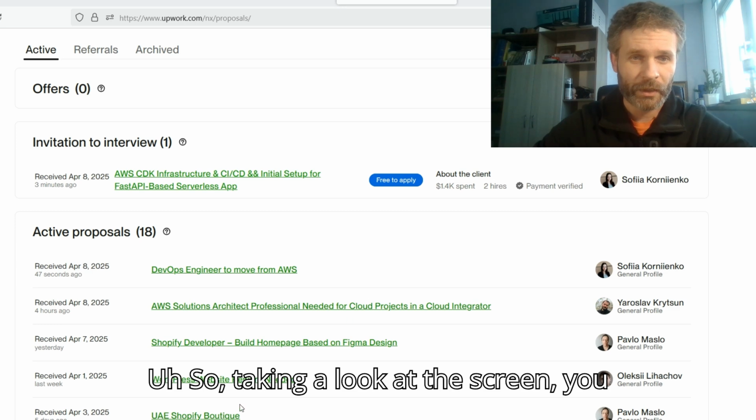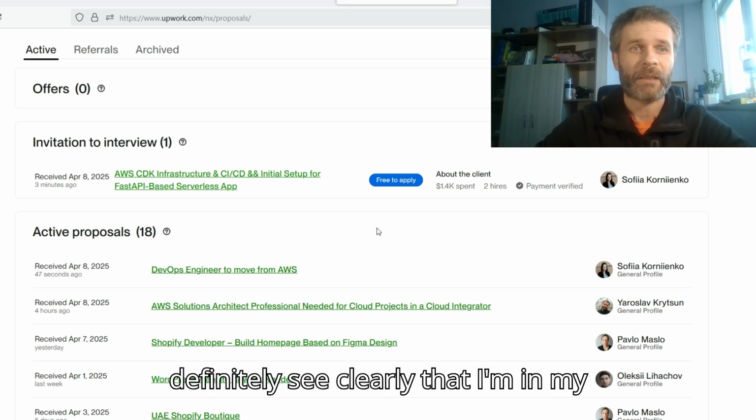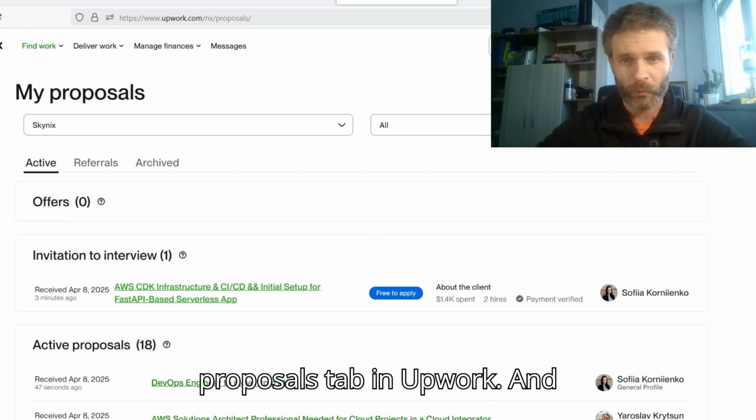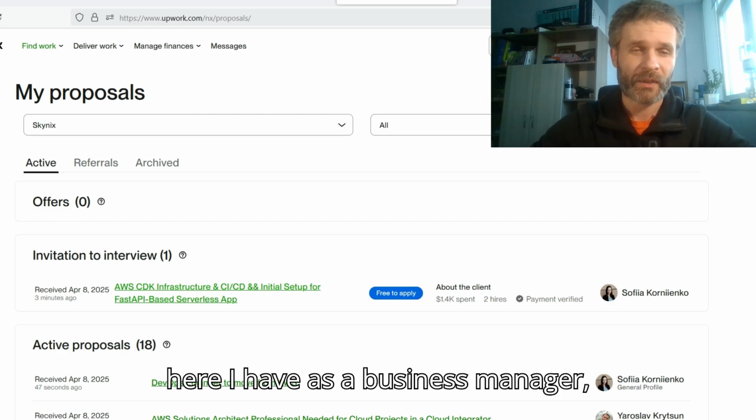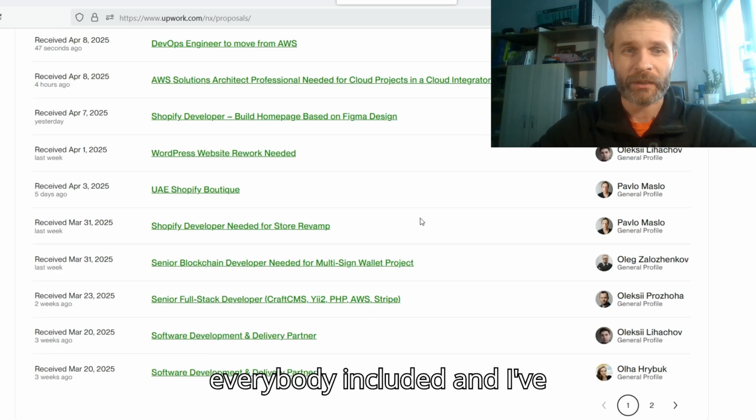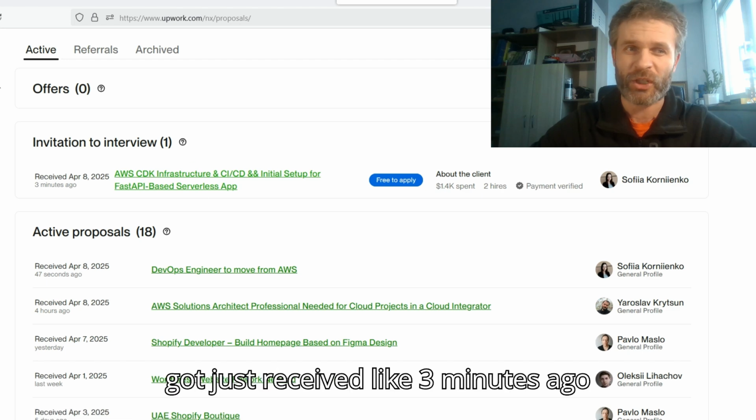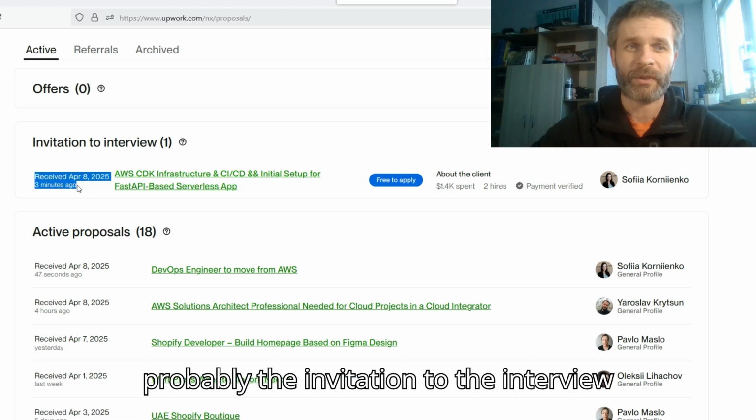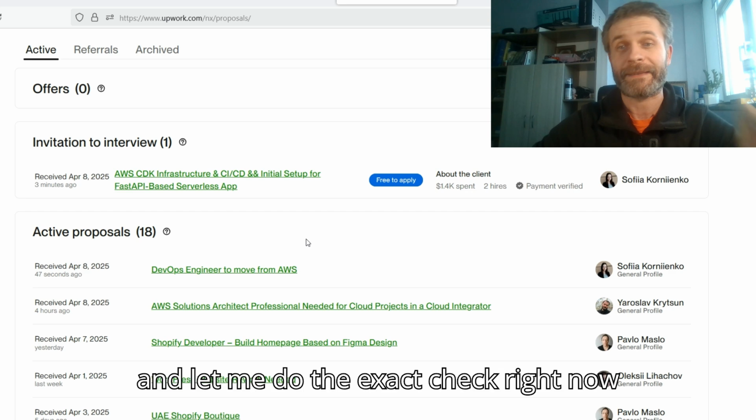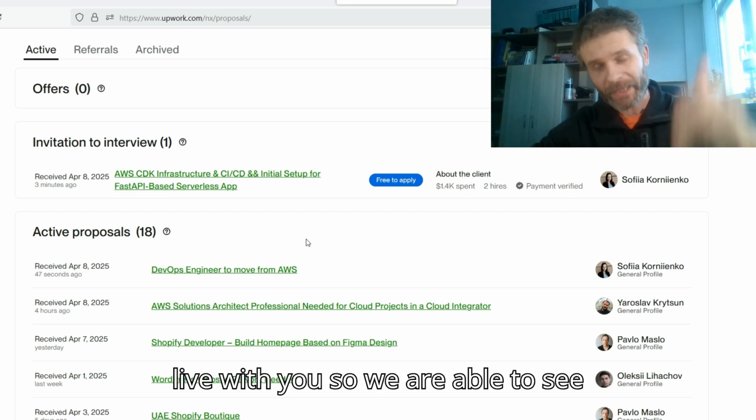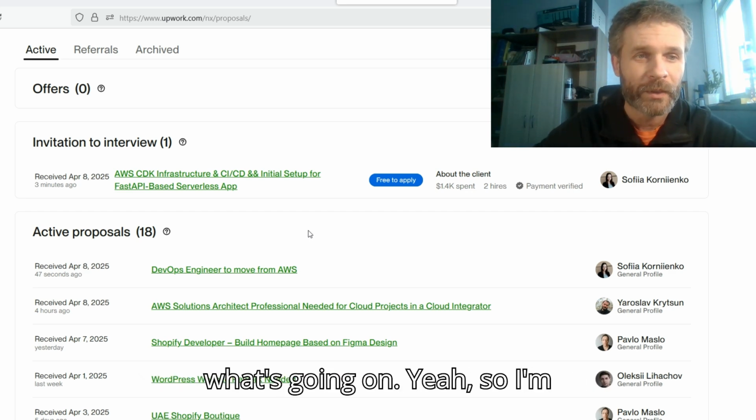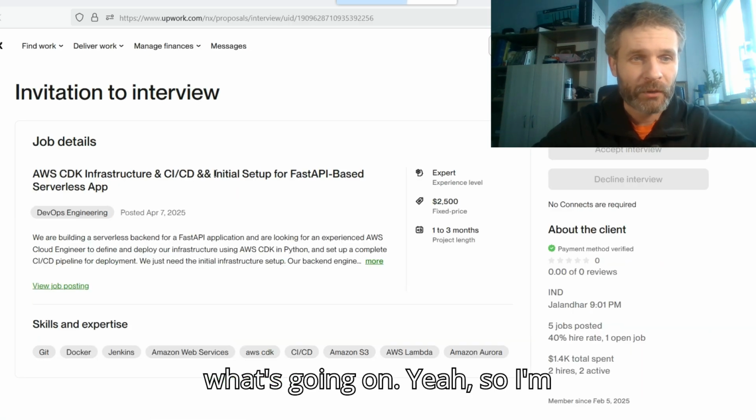Taking a look at the screen, you definitely see clearly that I'm in my proposals tab in Upwork. And here I have, as a business manager, everybody included, and I just received, like 3 minutes ago probably, the invitation to an interview. And let me do the exact check right now live with you so we are able to see what's going on. Yeah, so I'm inside.